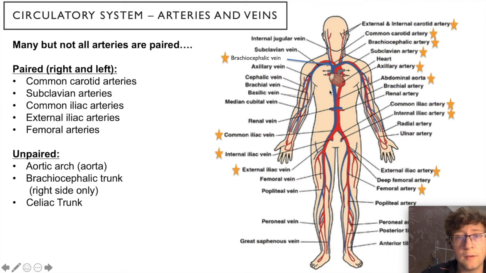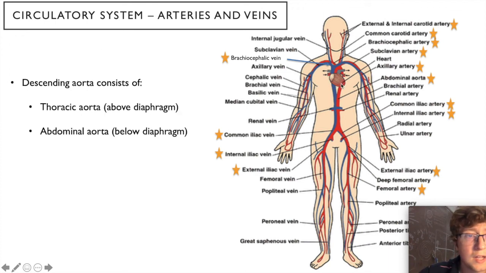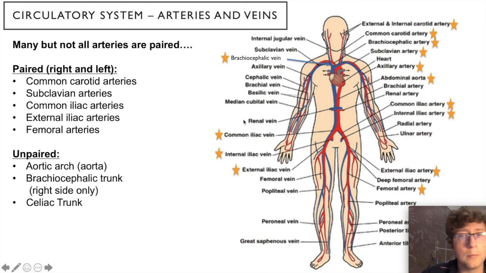Then we have, after the aortic arch, we're going to have a thoracic and abdominal region. So those are described here. Thoracic aorta is above the diaphragm, and the abdominal aorta is below the diaphragm. So that would be kind of right in this region right here. Several of these arteries are going to be paired. So you'll have a right and left subclavian, a right and left common carotid artery.